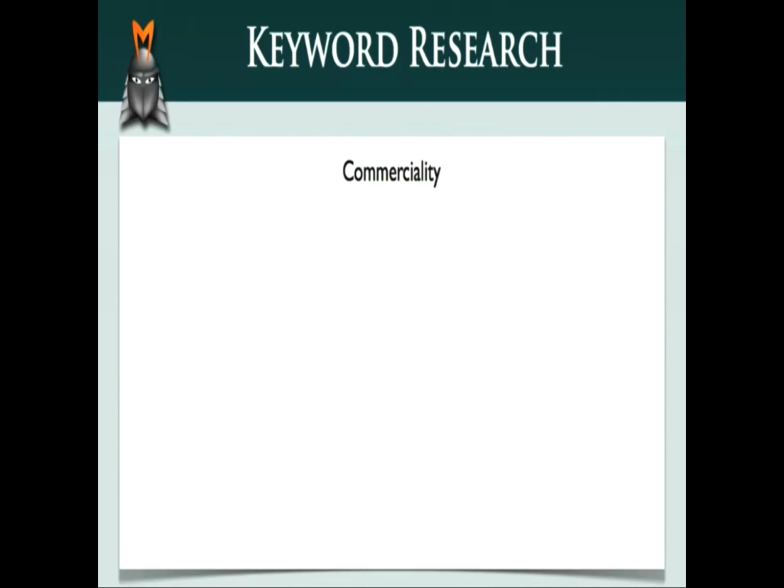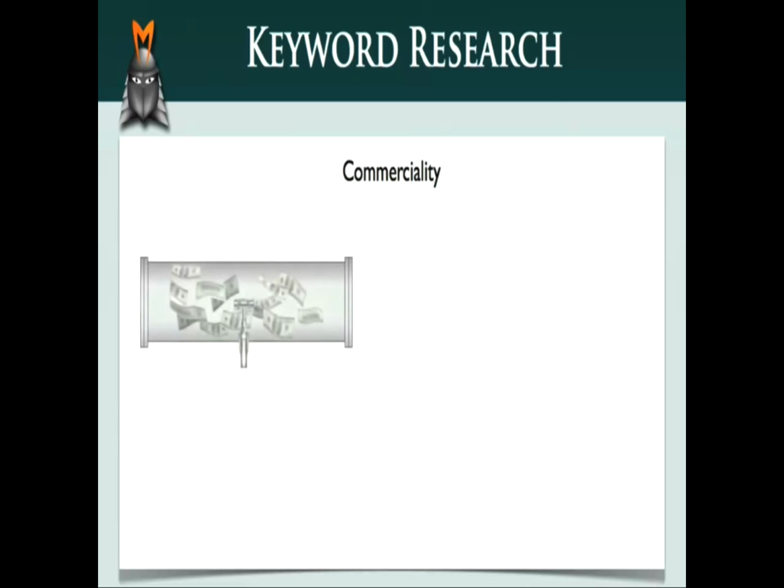Commerciality is a measure of the potential profitability of a keyword phrase. A good way to understand this concept is to imagine that each keyword phrase is like a pipe that has a certain amount of monetary flow that you would like to tap into. A high commerciality keyword is like a wide pipe that has a strong monetary flow. If you successfully tap into a high commerciality keyword, you have the potential to generate a large amount of profits.